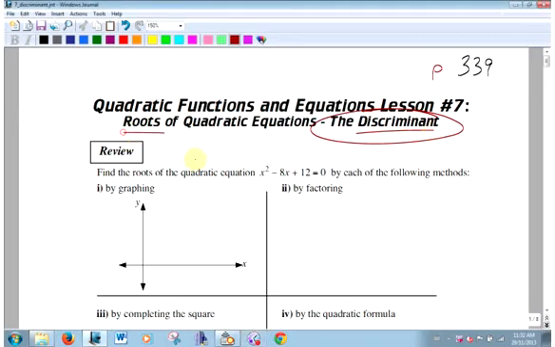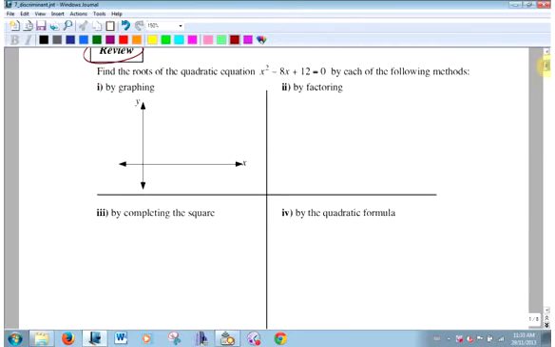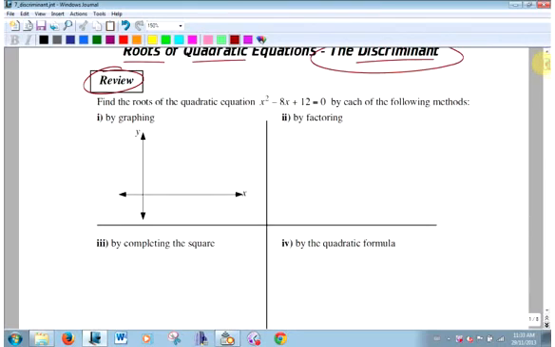Okay, roots of a quadratic. What shape does a quadratic make, Kara? A parabola. Yeah. Okay, discriminant. What's that? Well, first, review. Do you guys know four different ways to solve this thing?